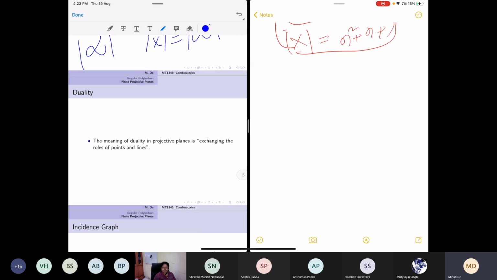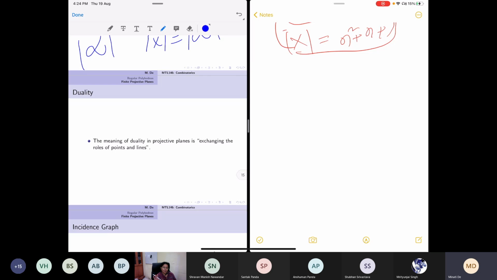So let's consider again the finite projective plane. What is the meaning of a finite projective plane? It should satisfy the property which is given to you. You have a set of points, you have a set of lines, right?